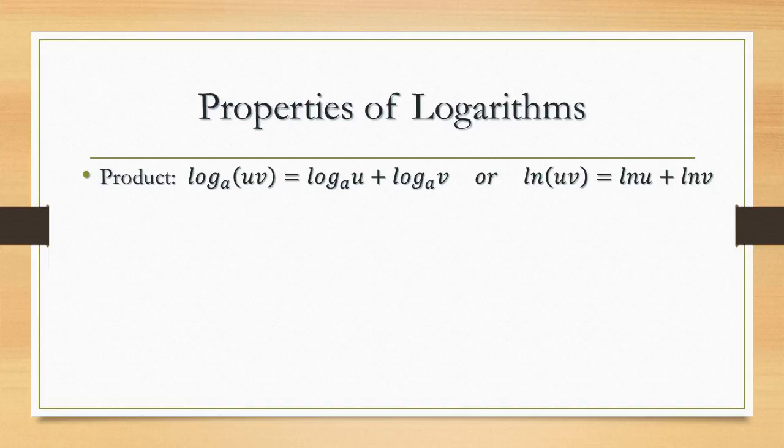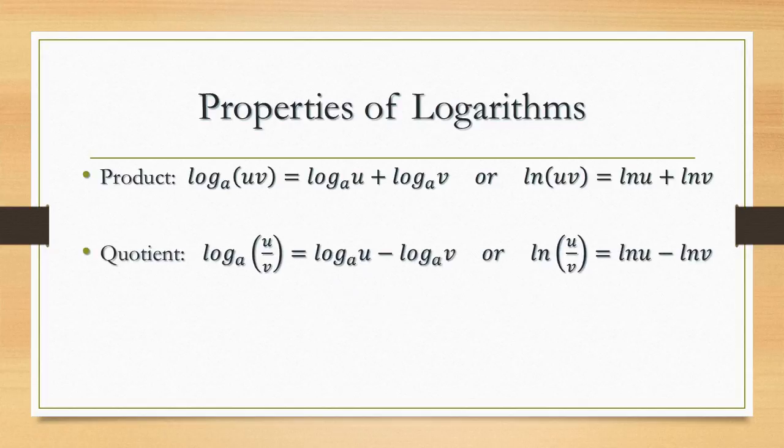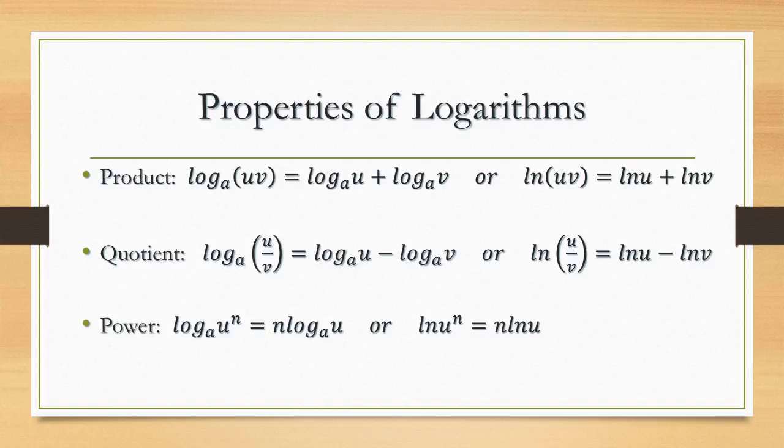So log base a of uv is the same as the log base a of u plus the log base a of v, and it works for natural log as well. Our quotient rule is what we would expect. It's similar, but instead of adding, we're subtracting. And then we have a power rule that says if you're taking the log of something with a power, that power can come down front. And again, it's kind of following the exponential rules. What do you do when you raise a power to a power? Well, you multiply them. So this comes down front and gets multiplied.